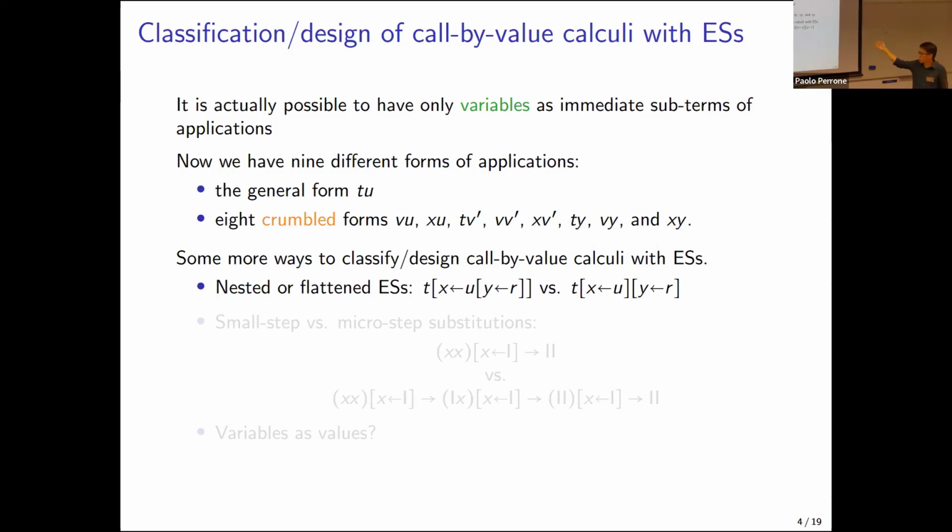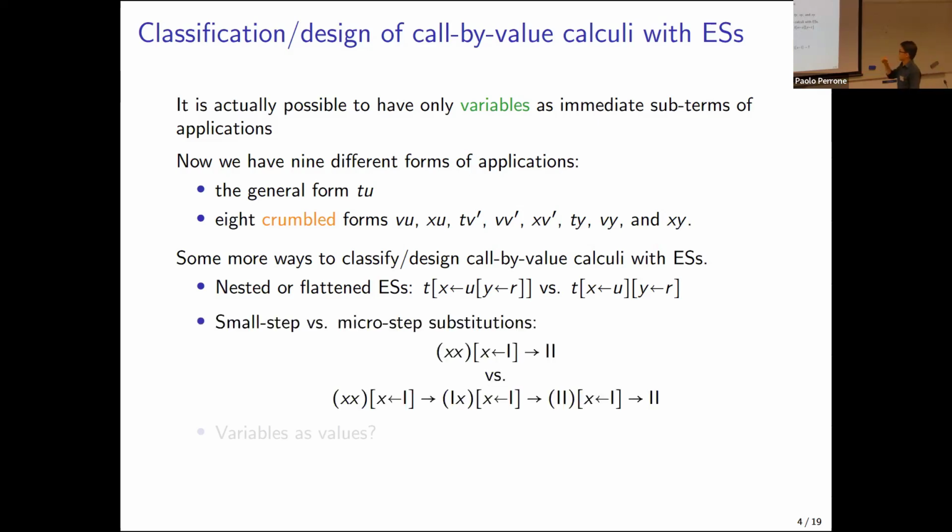And now I have only talked about the syntax. So actually you can also have some choices on the styles of reduction we want to have. So essentially, at some point in a call by value calculus with explicit substitutions, we have to make real copies of values.